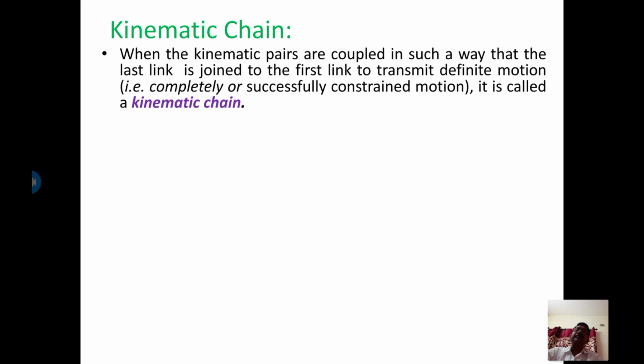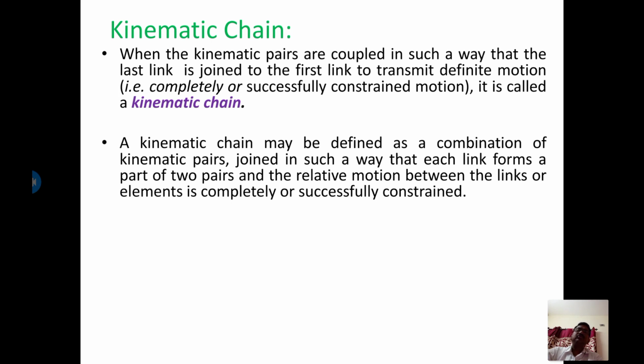Till now we have discussed the types of constrained motions and the classification of kinematic pairs based on different criteria. Now we will discuss what a kinematic chain is. When the kinematic pairs are coupled in such a way that the last link and the first link are joined, and it has completely or successfully constrained motion, then it is called a kinematic chain.